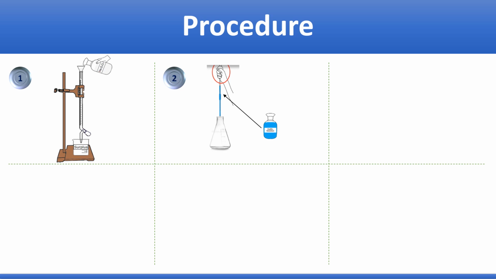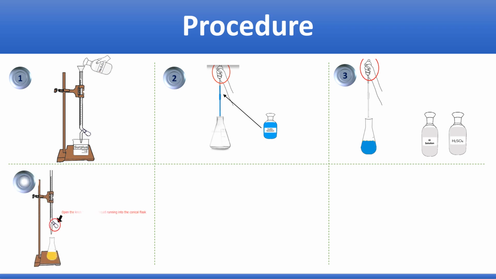So quickly revise what are the main steps. Step 1. Fill the burette with the hypo solution. Step 2. Take 10 ml of copper sulfate in the conical flask. Step 3. Add 5 ml potassium iodide and H2SO4 in the conical flask. Step 4. Start the titration.